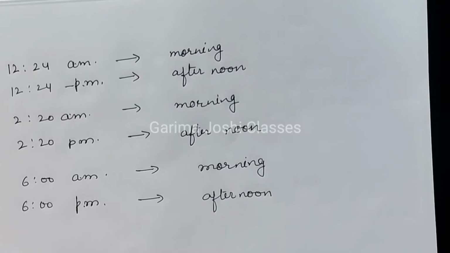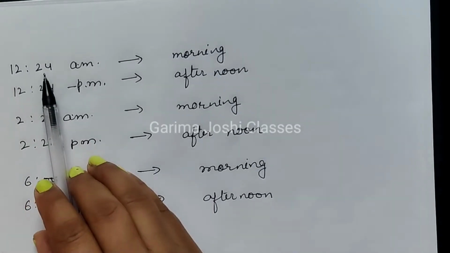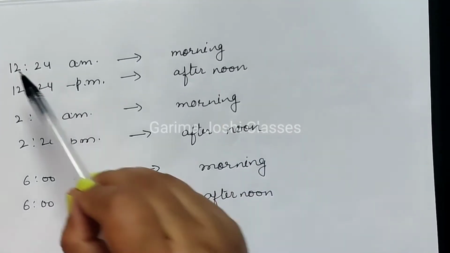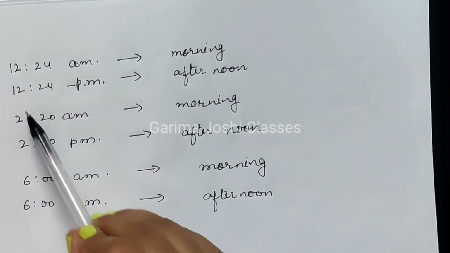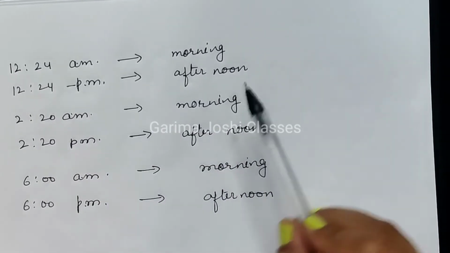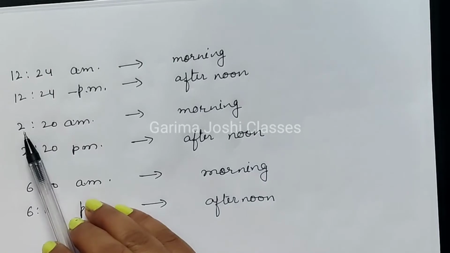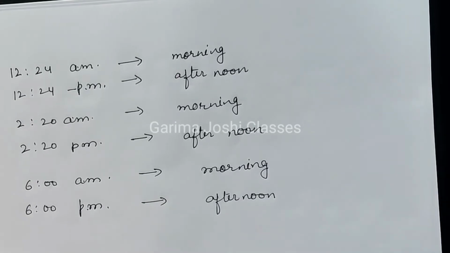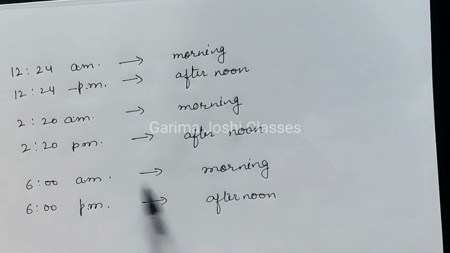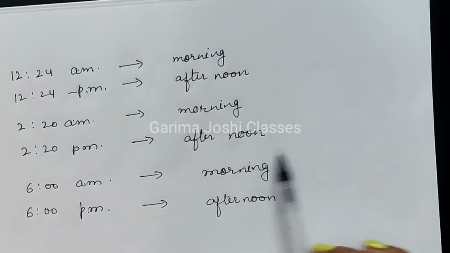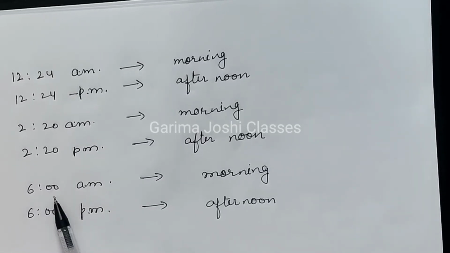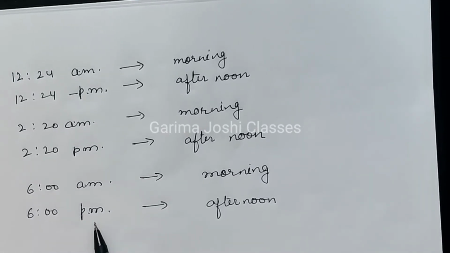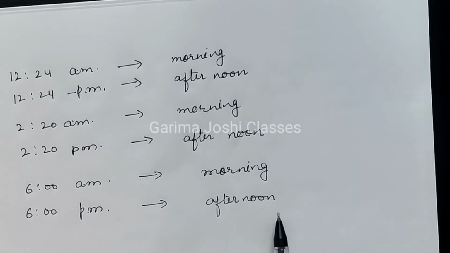That means when we say 12:24 AM, technically it is a morning time, but it appears at night. 12:24 PM means afternoon, which appears at daytime. If it is said 2:20 AM, this is a morning time, but it appears at night. And if it is said 2:20 PM, this is an afternoon time that appears at daytime. If it is said 6 AM, that means this is a morning time. And if it is said 6 PM, that means it is an afternoon time, which is evening.